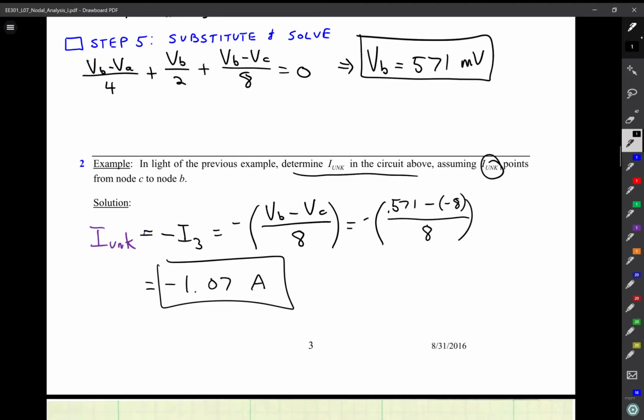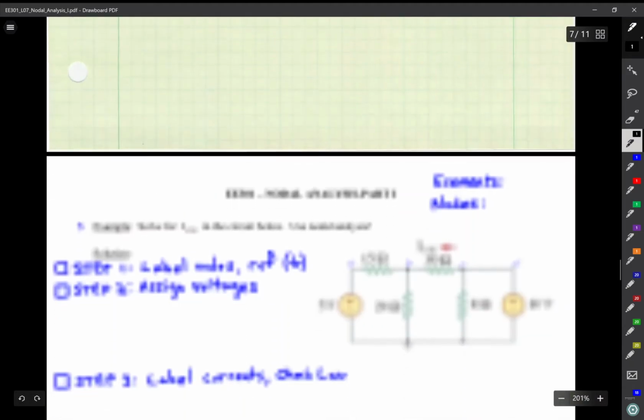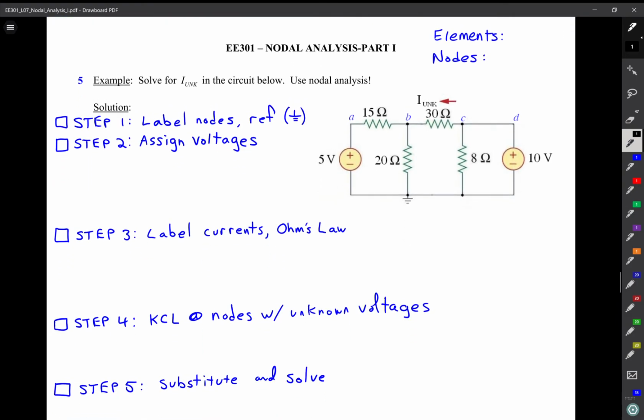Let's do one last problem. I'm going to move down to page 5 of your notes. And I see here that I have added another node. Interesting. So let's take a look at this. We're just going to solve for I unknown in the circuit below, and we're going to use nodal analysis.